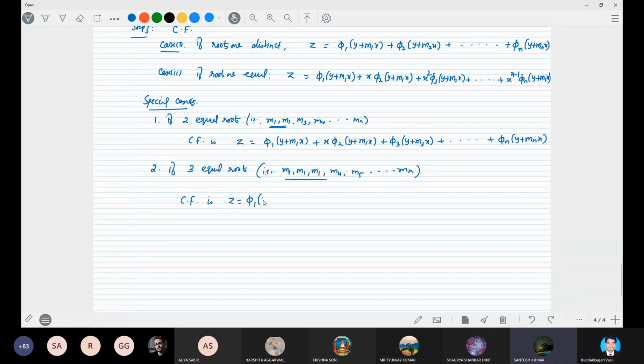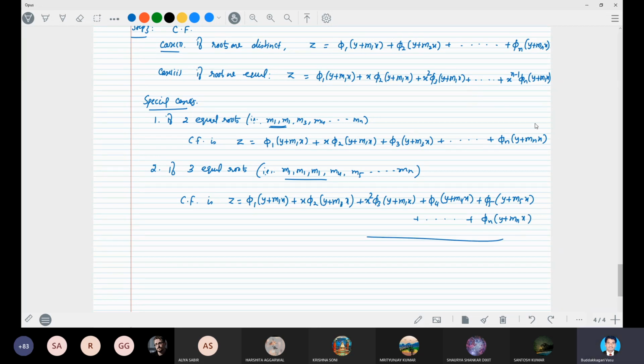z equals phi1(y plus m1x) plus x phi2(y plus m1x) plus x square phi3(y plus m1x), plus phi4(y plus m4x), since the next roots are all distinct, plus phi5(y plus m5x), plus so on, plus phi n(y plus mnx).